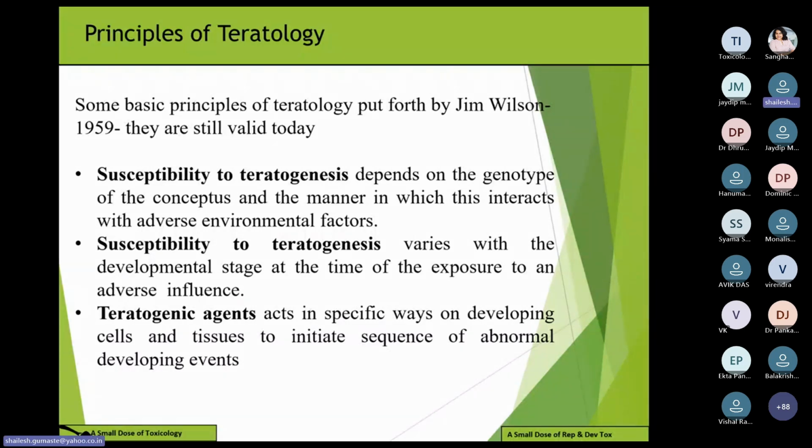First principle: susceptibility to teratogenesis depends on the genotype of the conceptus and the manner in which this interacts with adverse environmental factors. This principle highlights the importance of genetic factors in determining susceptibility to teratogenic agents.